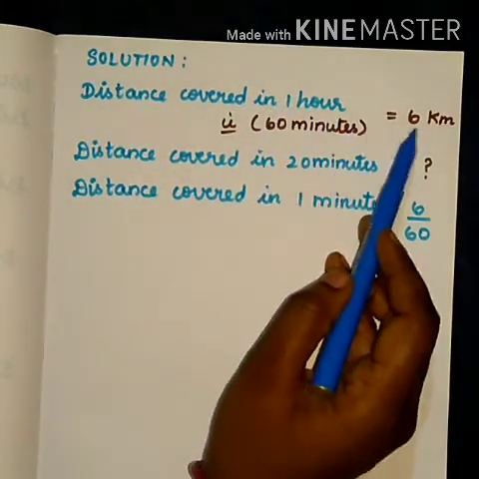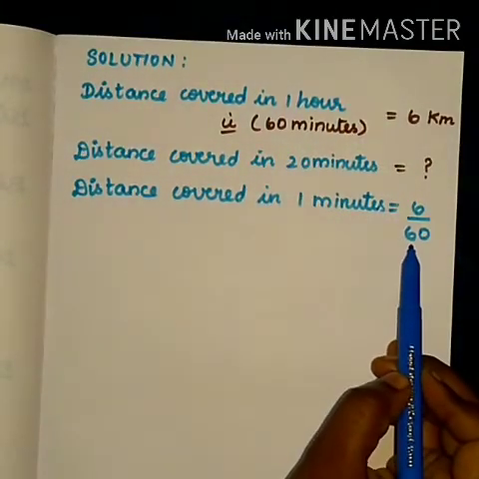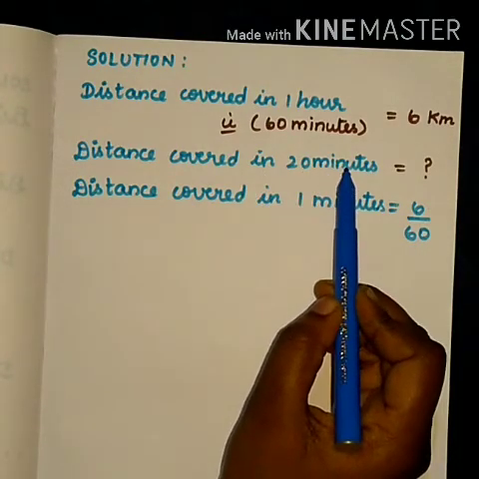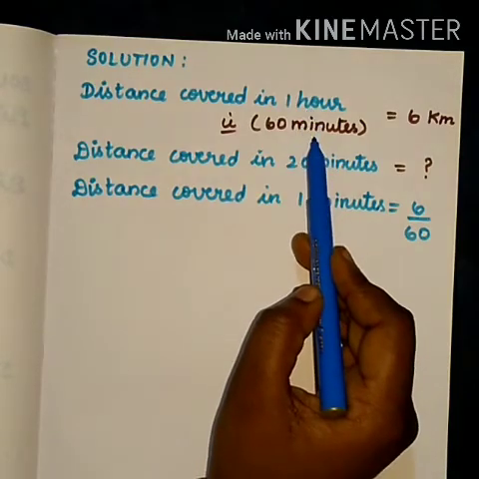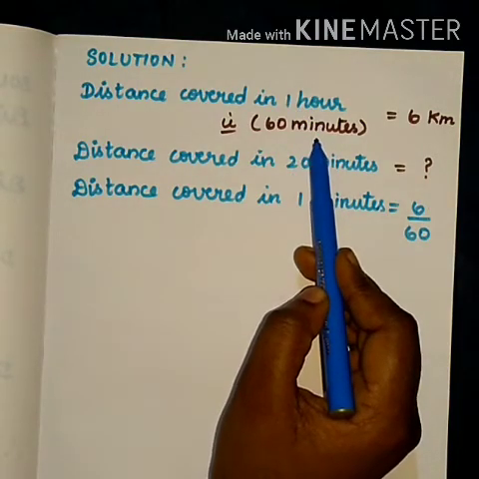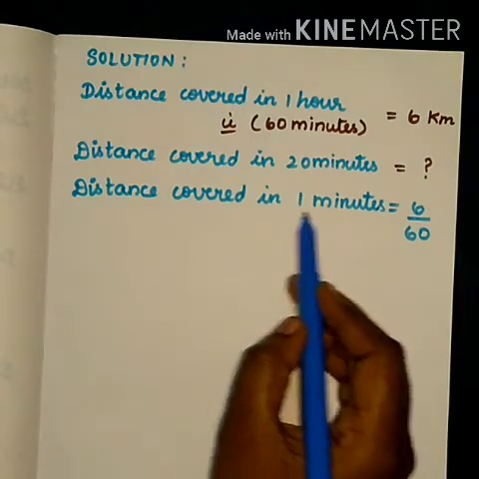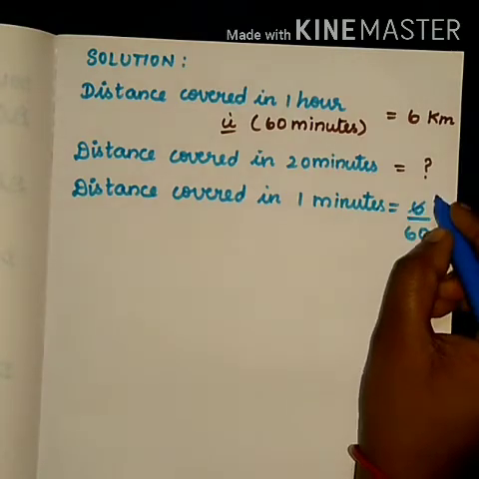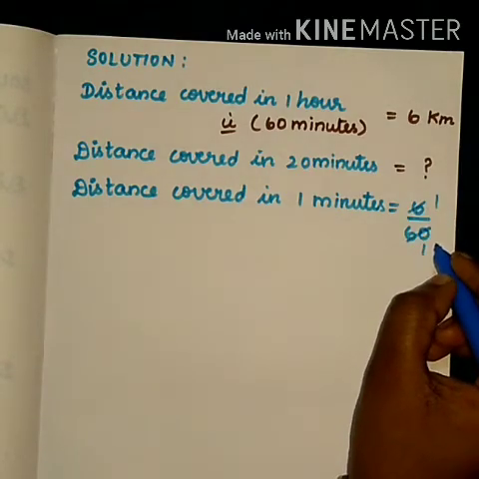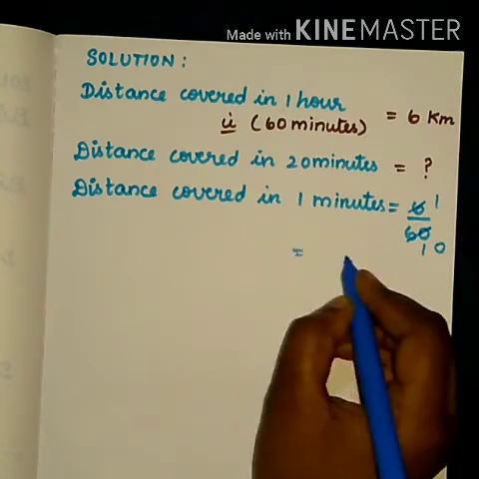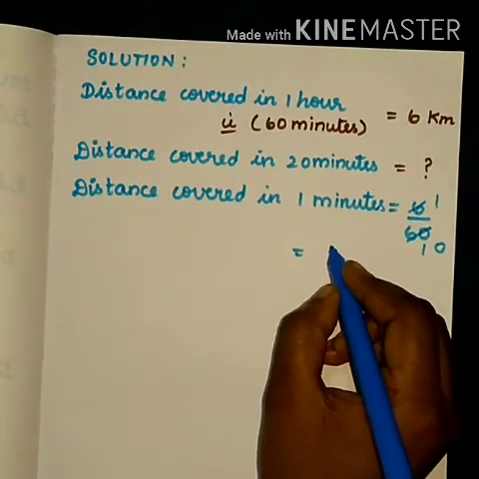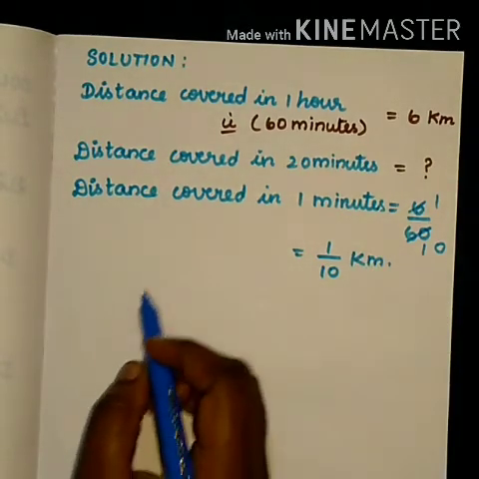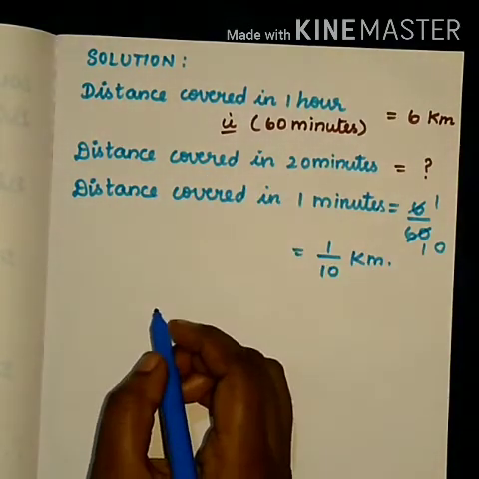See here, the value for 1 hour is given. But why am I putting 60 here? Because you have to find the distance covered in minutes, so you have to convert this hour into minutes. 1 hour is equal to 60 minutes. So the distance covered in 1 minute is 6 by 60. 6 ones are 6, 6 tens are 60. So the distance covered in 1 minute is 1 by 10 kilometer. Then you have to find the distance covered in 20 minutes.